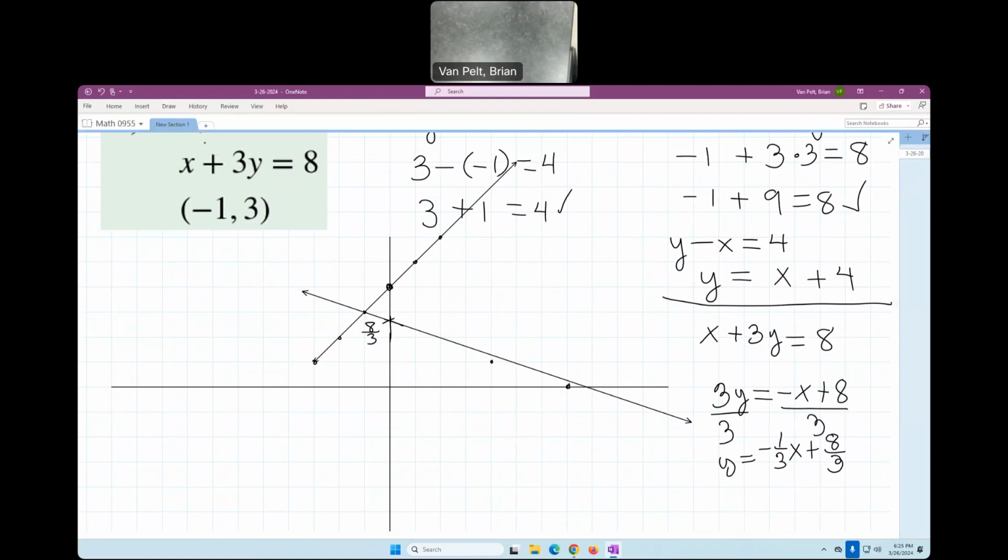Right, but anyways, the thing we're looking for is this guy right here. This point is exactly that. Okay. So we're gonna graph two lines on the same graph, find where they intersect. That's the goal, okay? Are you guys with me?